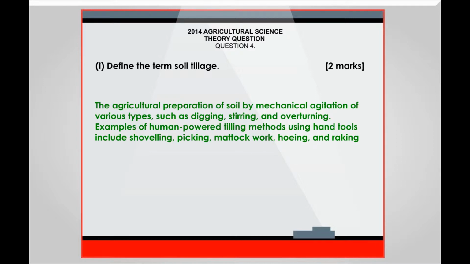Question 4. Define the term soil tillage. Soil tillage is the agricultural preparation of soil by mechanical agitation of various types such as digging, stirring, and overturning, including human-powered tilling methods using hand tools such as shoveling, picking, metal work, hoeing, and raking.